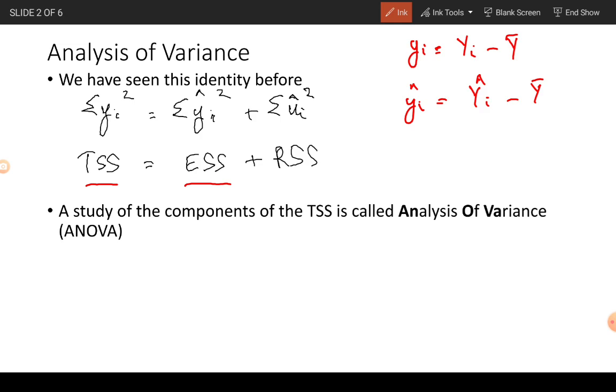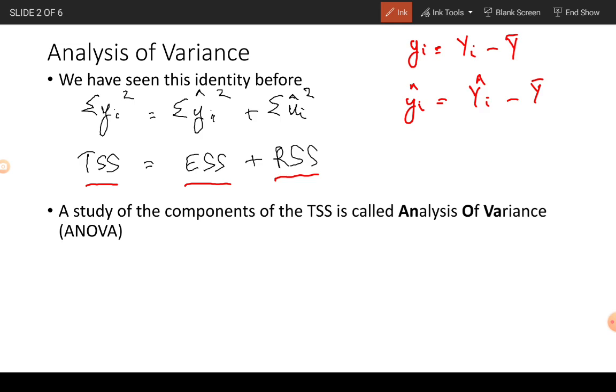Now, whatever variation is left to be explained is captured by the third term, summation ui hat square. It is also known as the residual sum of squares. So, the part of the variations in observed yi that cannot be explained by variations in the x variable is known as the residual sum of squares. It is captured by the term summation ui hat square, or the variation in the estimated error term.